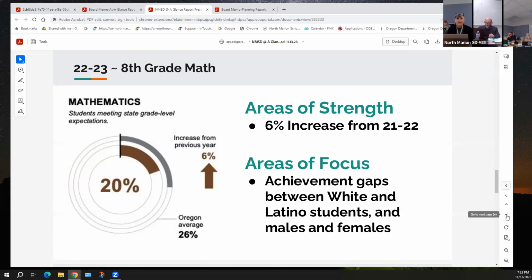Along with just the generalized area focus of increasing those scores overall, we obviously also saw some pretty significant gaps between our white and Latino students, and our males and female students had a gap, with our female students underperforming our male students. So those are areas we want to put some focus on.